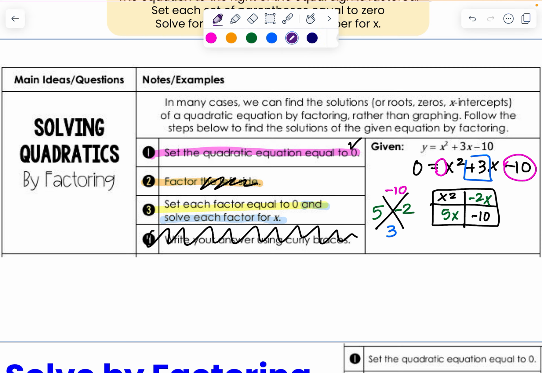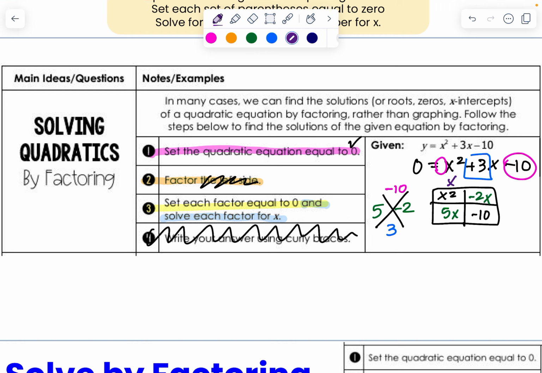Now I'm ready to factor out my GCF from all of the parts of my box. I'm factoring out an x here, a negative 2, an x here, and a 5. And of course, always do not proceed until you check your work. x times x is x squared. x times negative 2 is negative 2x. 5 times x is 5x. 5 times negative 2 is negative 10.